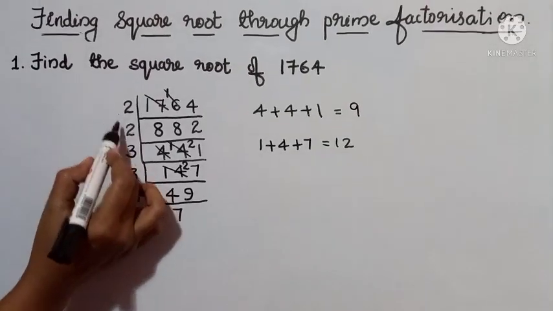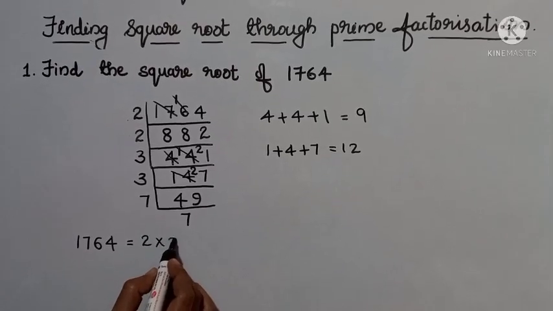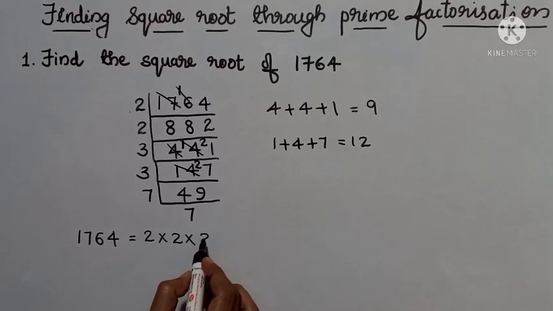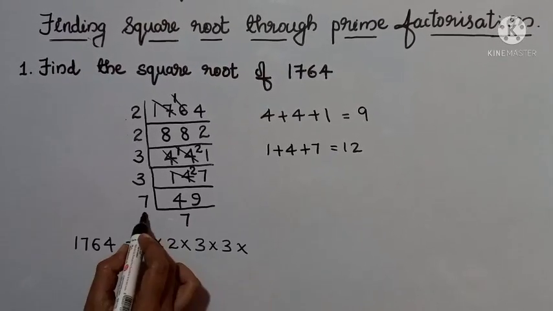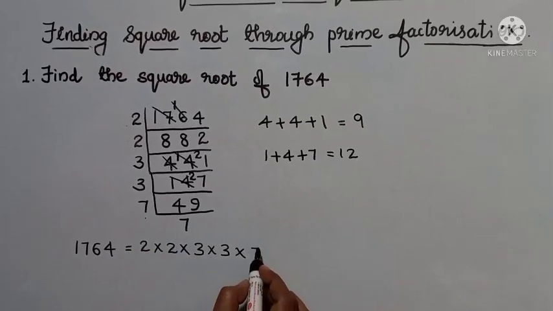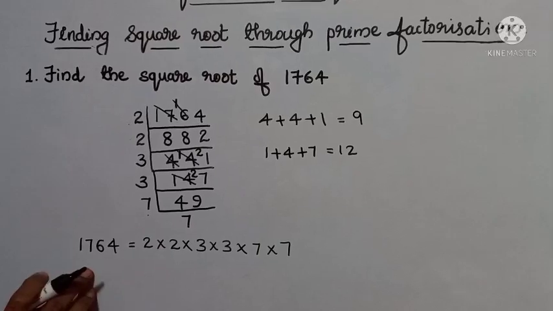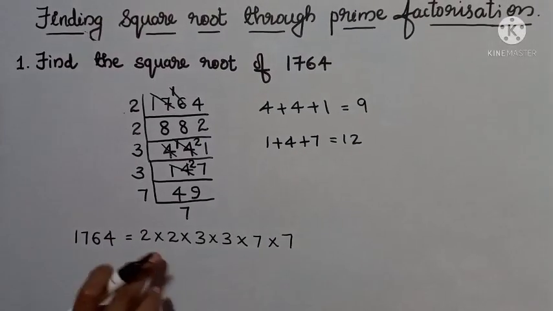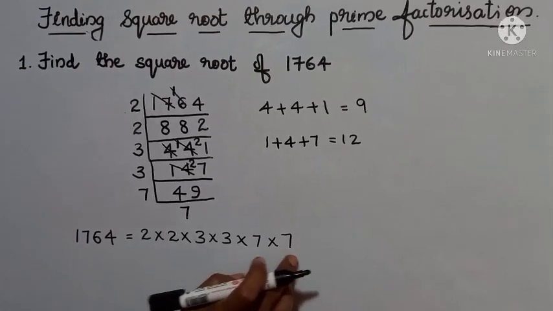So here 2 comes 2 times, writing that 2 times 2 into 2. Then 3 comes 2 times, writing 3 2 times here. And 7 also comes 2 times, writing 7 2 times. Now we have 1764 as the product of prime factors, 2 into 2 into 3 into 3 into 7 into 7.